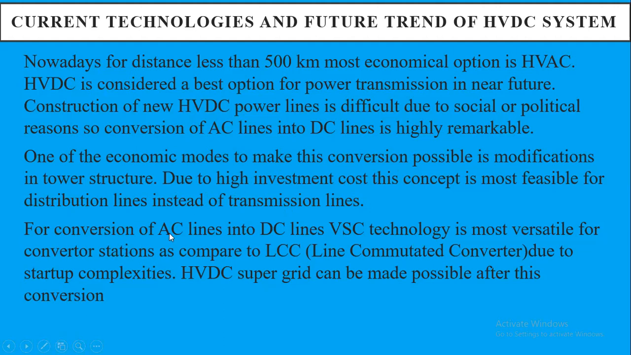For conversion of AC lines into DC lines, VSC technology is most versatile for converter stations as compared to LCC, the line commutated converter. So in this technology and terminologies, the commutation, force commutation, line commutation, disk commutation, continuous commutation, the concepts are used further. Due to startup complexities, HVDC supergrid can be made possible after this conversion.